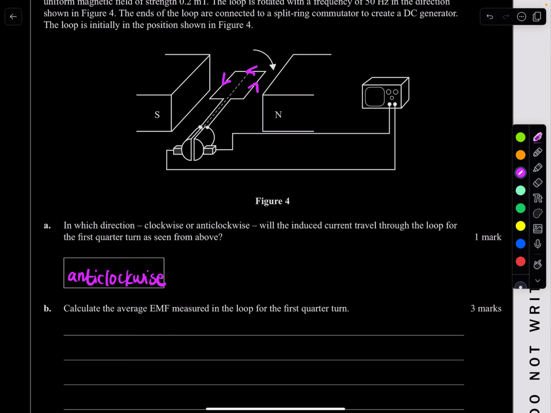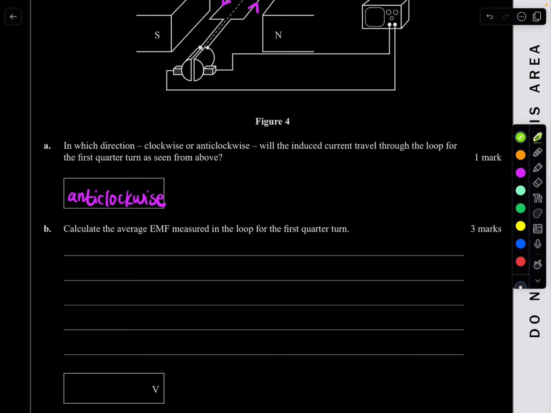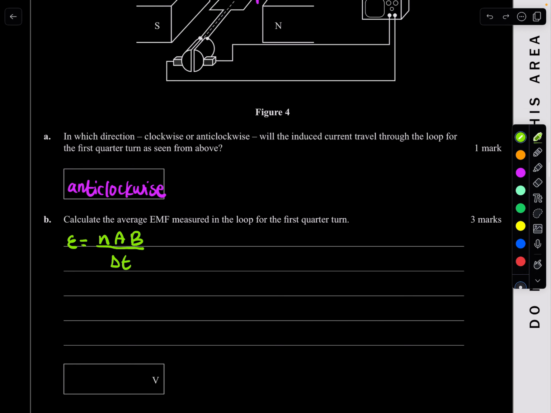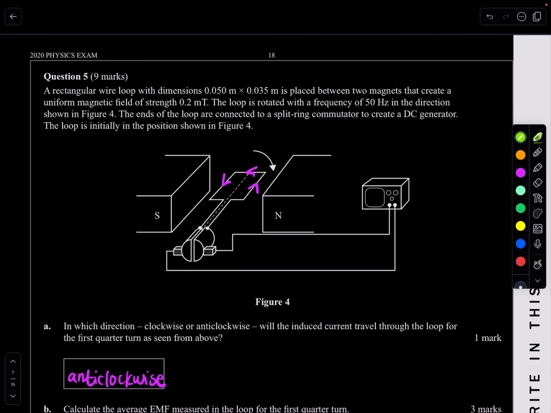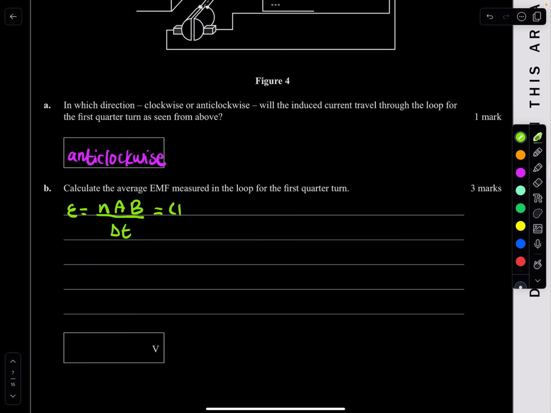Calculate the average EMF measured in the loop for the first quarter turn. Of course, we're going to generate an EMF because there's a change in flux. So EMF, like always, is just N times your change in flux, which is your area times your magnetic field strength, divided by your change in time. We don't need the negative because we're just calculating the magnitude. N is just one, since it's a rectangular wire.